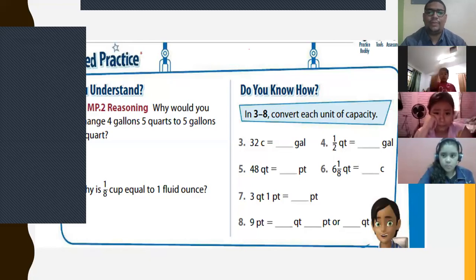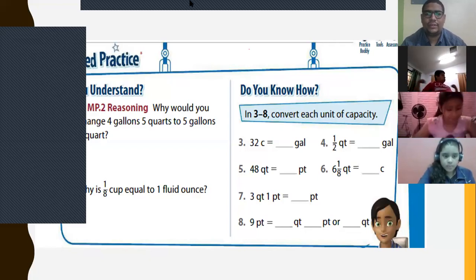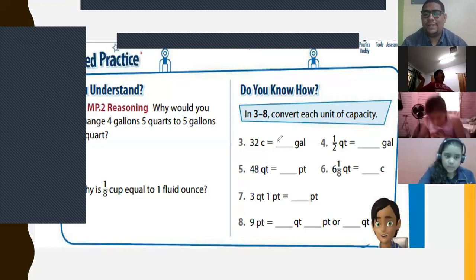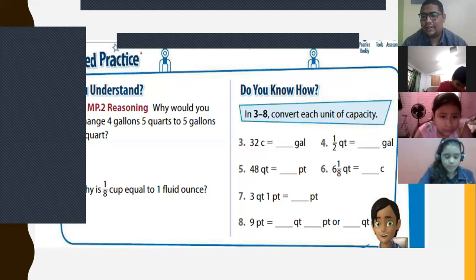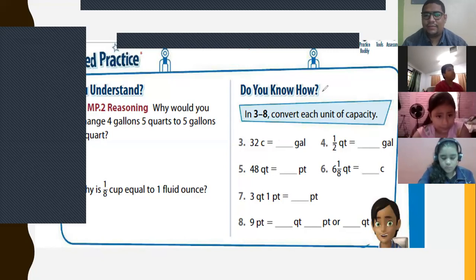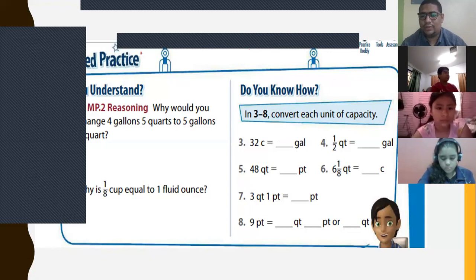And how can we prove this? Or what did you do? Tell me, what did you do? You divide, right? Because you have 16 cups, it is equal to what? A gallon, right? And then you have 32, it is 2, right?